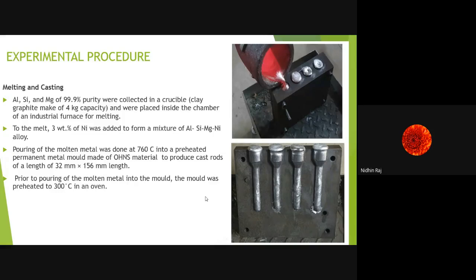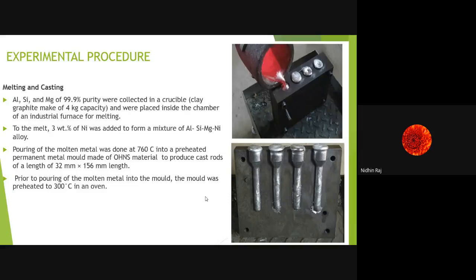Now, cast rods of diameter 32 mm and length 156 mm were obtained from this. 8 rods were obtained like this. Okay, 4 rods we got all on a stretch, and then we had to pour it again, and then we got 8 rods. Now, prior to pouring, the mold was preheated to 300 degrees. So this was carried out in an oven.